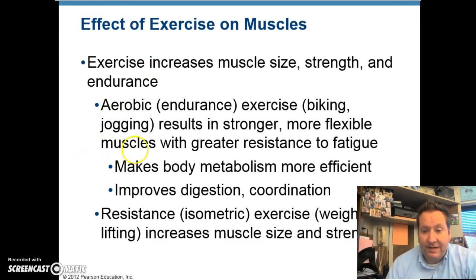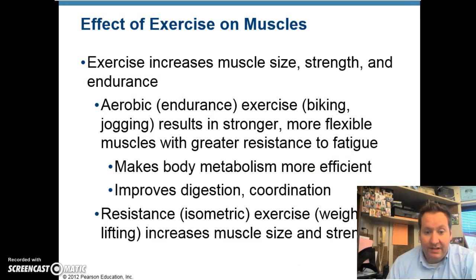Exercise: there are 2 types of exercise. You have aerobic exercise, which increases the endurance of the muscle, so a muscle can become a lot more resistant to fatigue. It's going to make your metabolism a lot more efficient, and improve your digestion, your coordination, those different types of things. It's going to make your muscles stronger as well, and more flexible. That's aerobic exercise, like when you're running long distances.